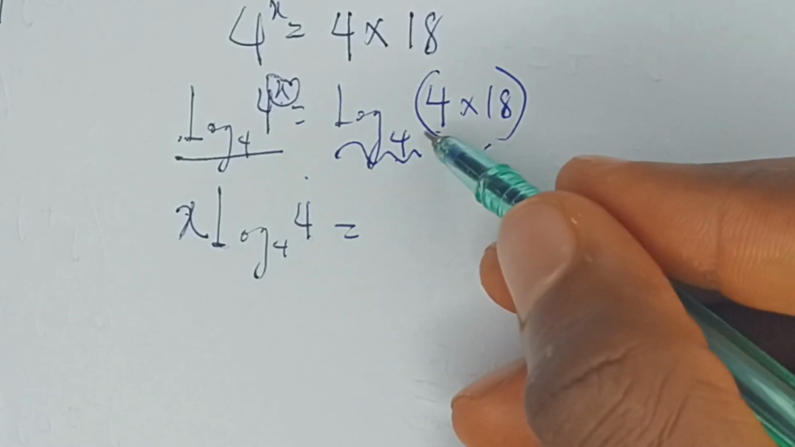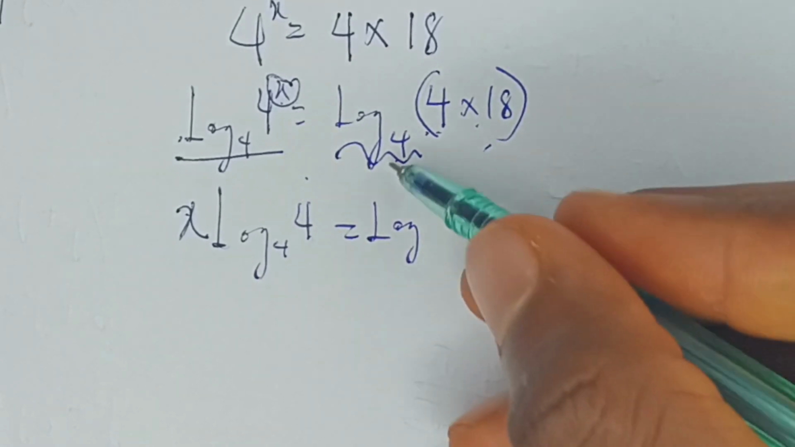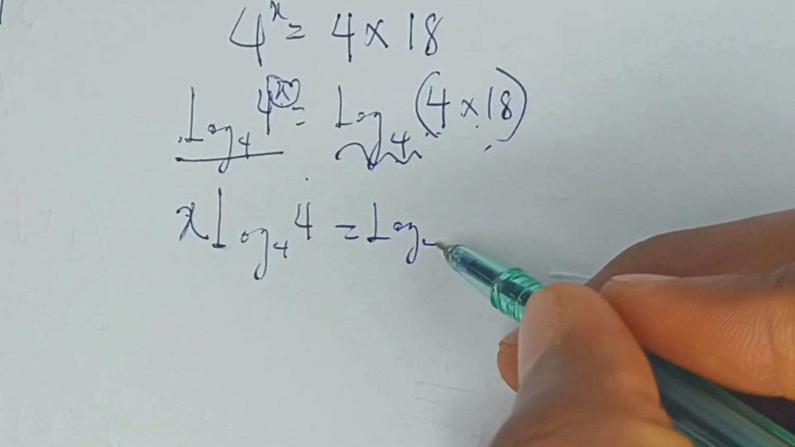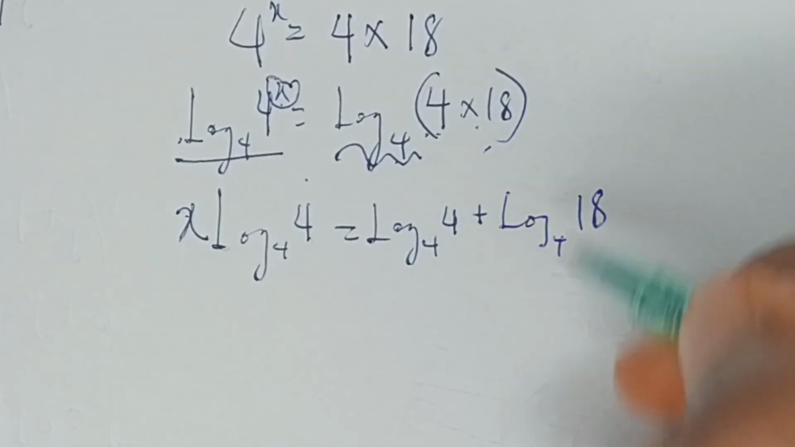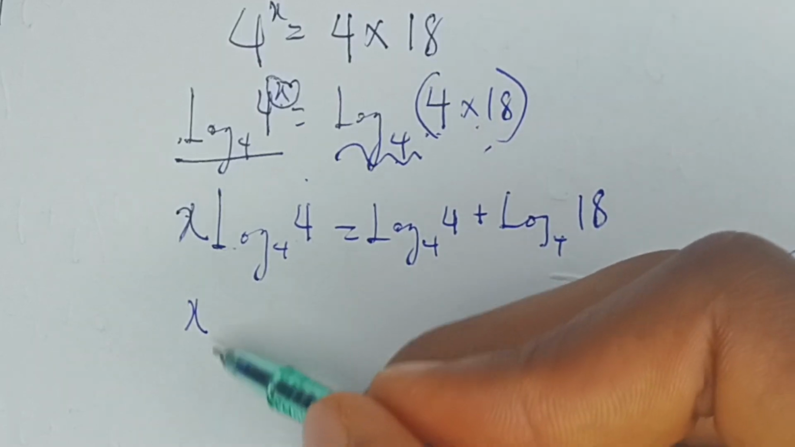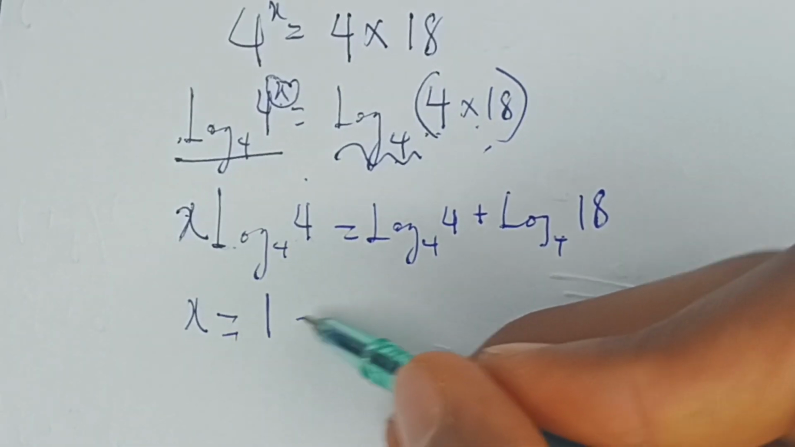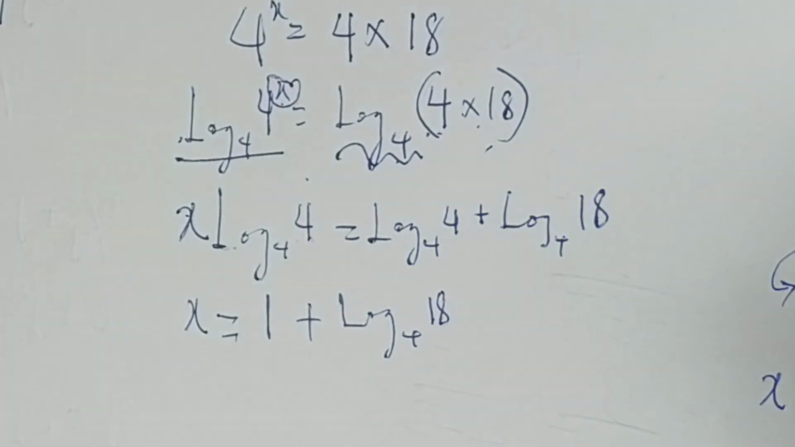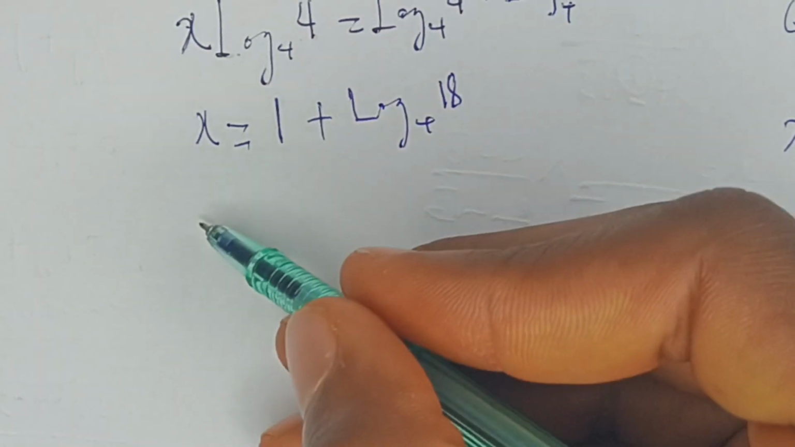Log in base b of a times c is equal to log in base b of a plus log in base b of c. For this one, we have log in base 4 of 4 plus log in base 4 of 18. Now, moving on from here, we have x. Log in base 4 of 4 is 1, so we have x equal to 1 plus log in base 4 of 18. You can either stop here or you can go ahead to simplify further, which I'll do just to show you guys.